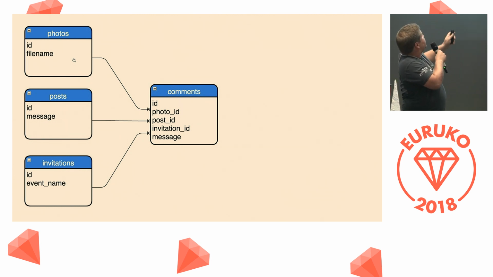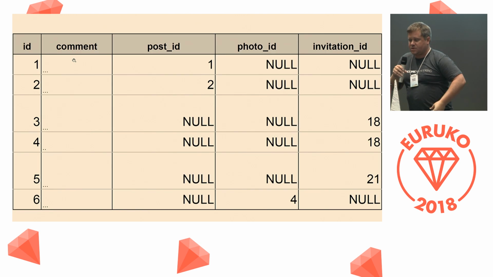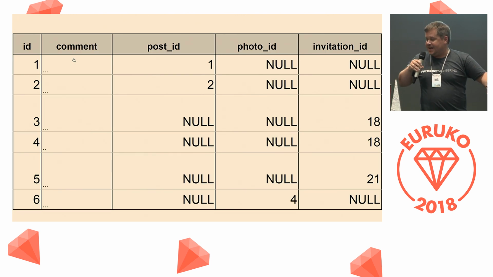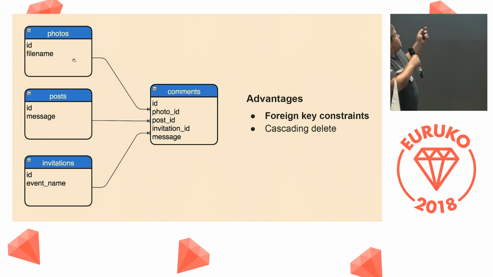So in exclusive arcs, what you'll notice is we have photo ID, post ID, and invitation ID. So we have 3 foreign keys because we have 3 parent tables. It looks like this when we look at the table. You have 3 foreign keys, and in each case, you have 1 that's filled in and 2 that are null. So, advantages here: you can have your foreign key constraints. Now you can use the powers the database gives you to make sure that this data is correct.